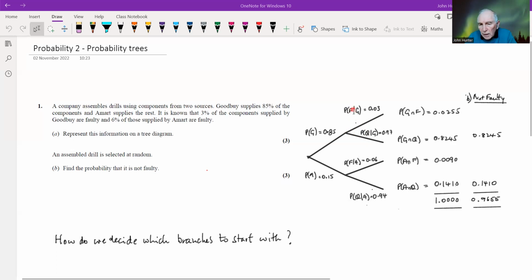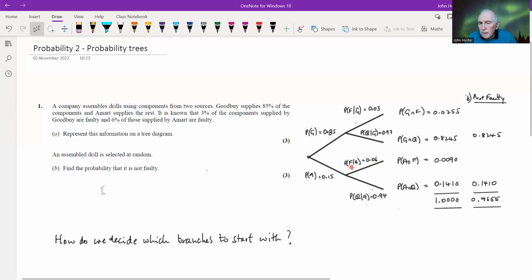Now, the annotation that I suggest here is that we apply the conditional probability annotation. This vertical line basically means given that. It's conditional probability nomenclature, which we'll come to later. But I think if you get into the way of thinking about this, it will help. The point here is that the probability of faulty here is 0.03, and faulty from Amart is 0.06.